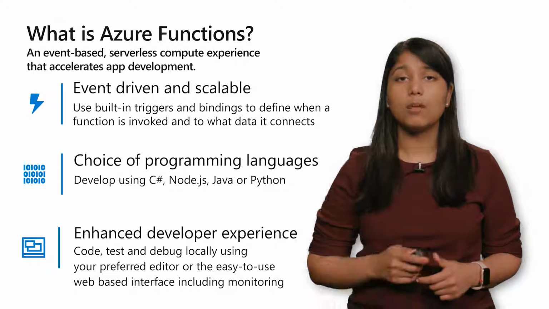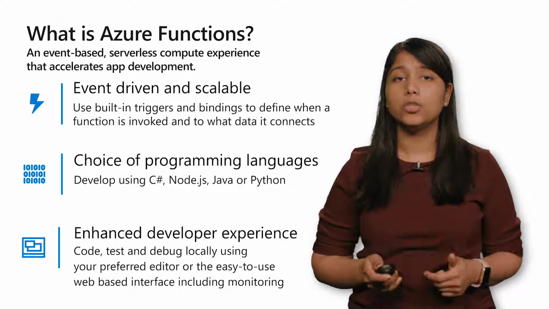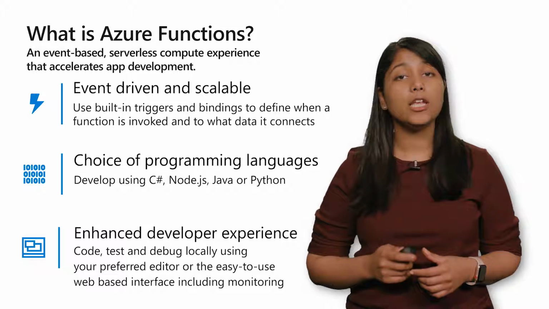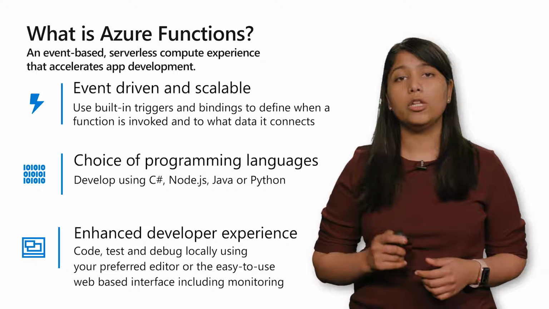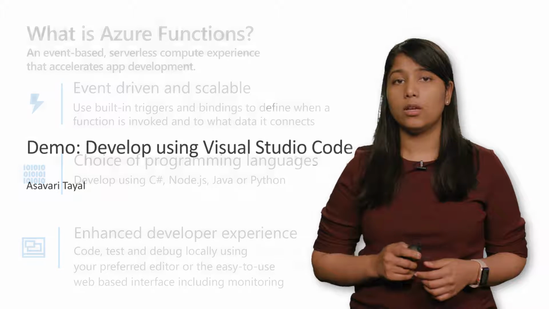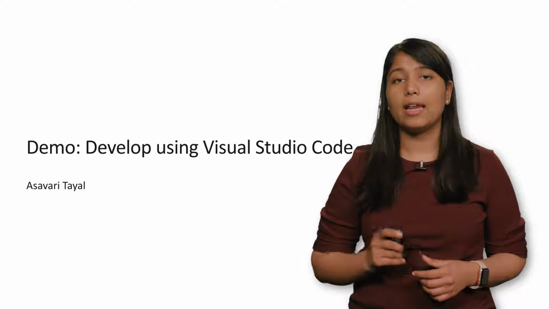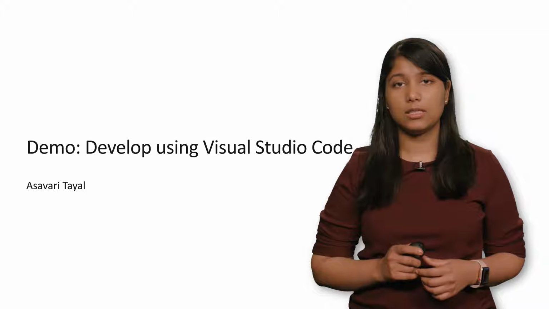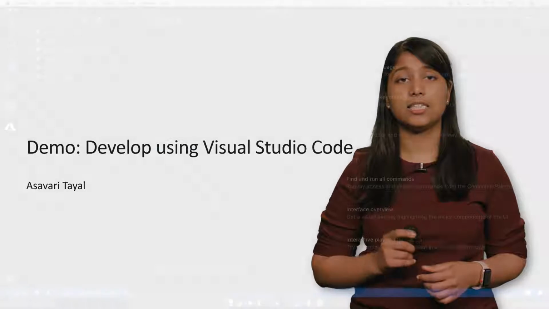And to help you accomplish this, we provide various options for integrated development using tools such as Visual Studio, VS Code, Maven, Eclipse, or even just the cross-platform CLI. Today, we'll be looking at one such example for functions using VS Code. So let's go ahead and get started. Let's take a look at how anyone can get a function up and running in just a few minutes. For this, I'll use VS Code and the Azure Functions extension.